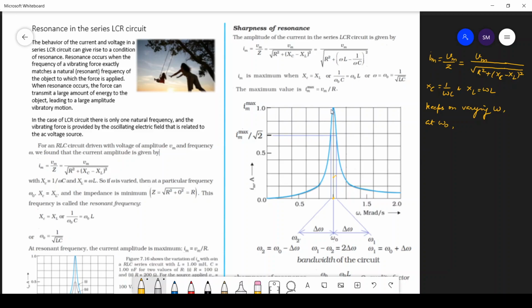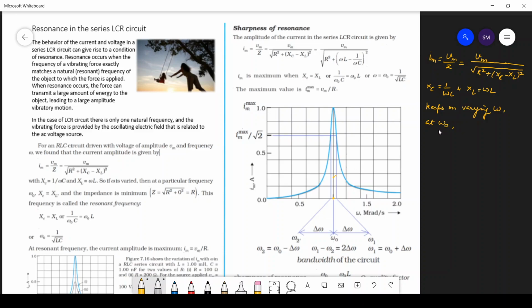So current will only become maximum when the impedance will be minimum. How can this be minimum? When Xc cancels out XL, because this is a square. So anything over here, whether negative or positive, squaring it will be a positive quantity. Im is inversely proportional to Z, so I want Z to be minimum so that Im will be maximum.